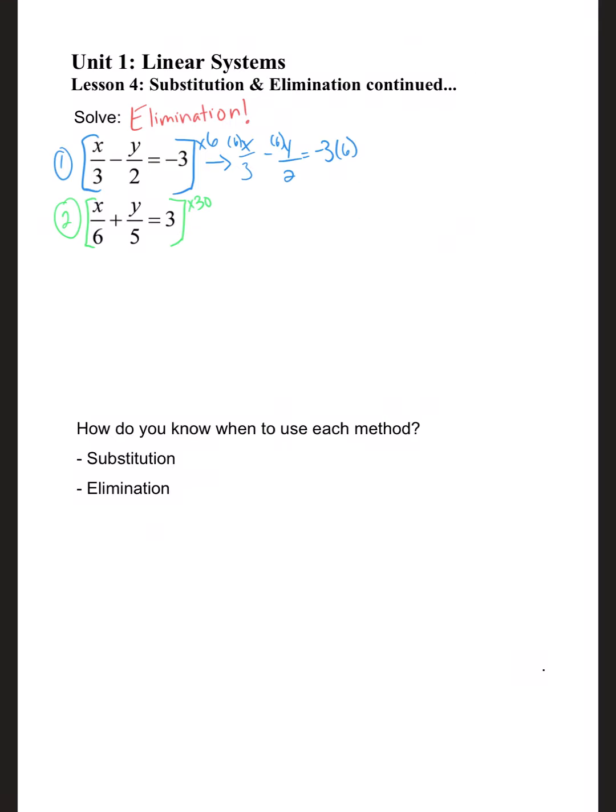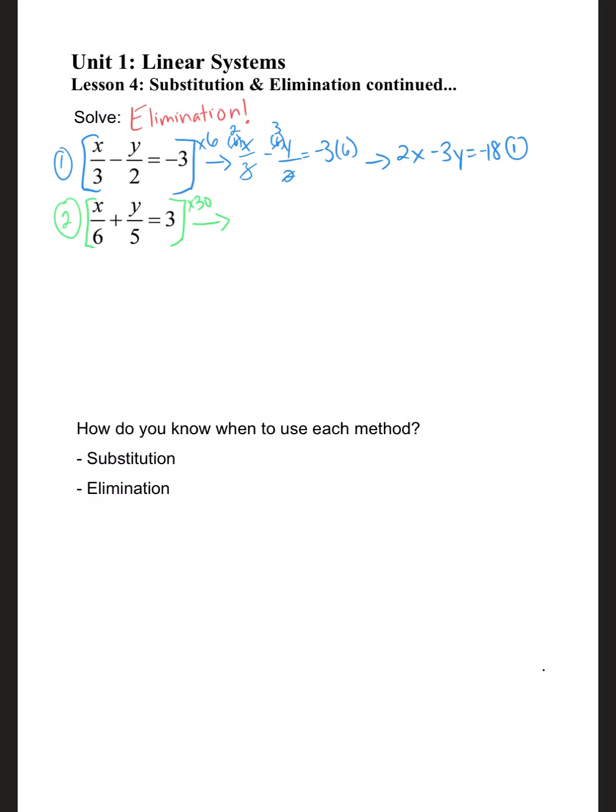All right, and from there, we should do some simplifying. We should see that the 6 and the 3 will just reduce to a 2, so we'll have 2x. The 6 and the 2 on our y is going to reduce to a 3, so we're going to have 3y, and that's going to equal a negative 18. And we're just going to write equation 1 next to that again, so we remember that's our newly transformed equation 1.